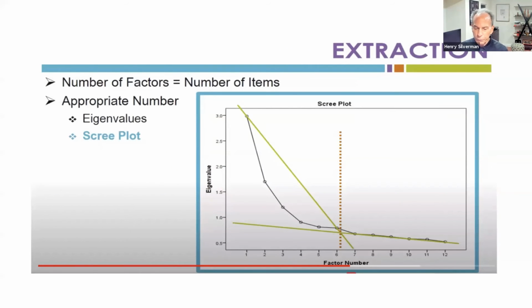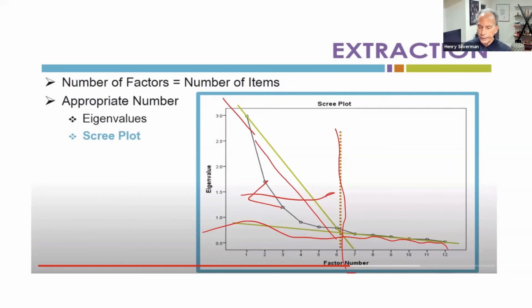So what we do is visually, we draw a line that approximates the downward slope and another line that approximates the plateau. And then we draw a line where they intersect, and all the factors with eigenvalues that are to the left we will include in the final questionnaire. And as we see, some of these eigenvalues are less than 1. So it's a two-step process. We calculate the eigenvalues and we do the scree plot.